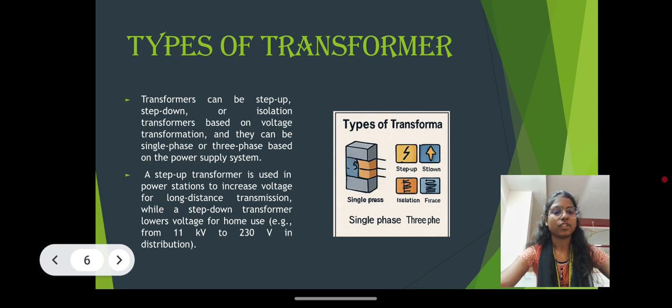Based on the application, power transformers are used in transmission networks for high voltages, distribution transformers are used near residential areas for low voltage supply, and isolation transformers provide electrical isolation for safety. Instrument transformers such as CT, current transformer, and PT, potential transformer, are used for measurement and protection.